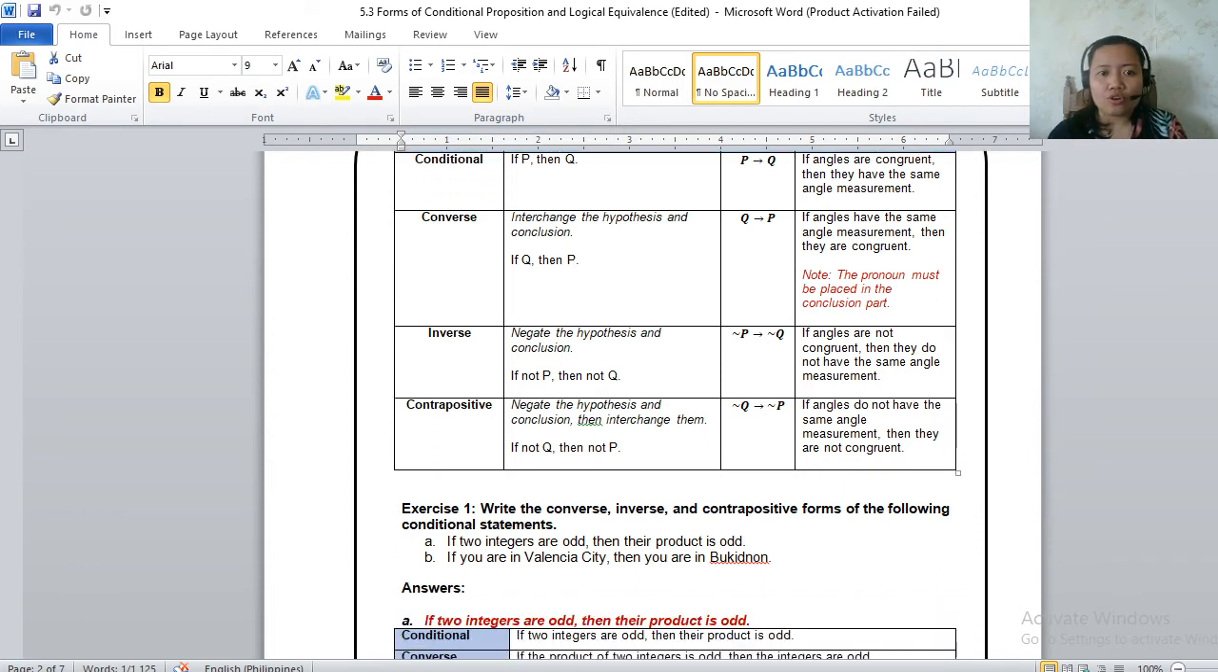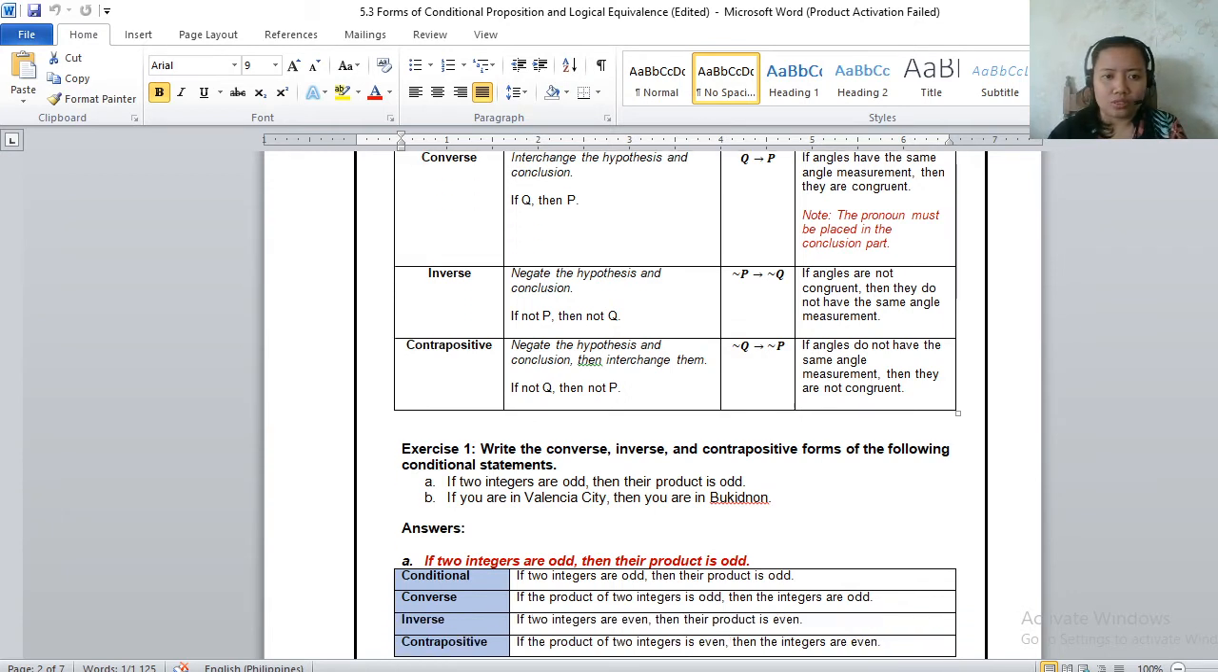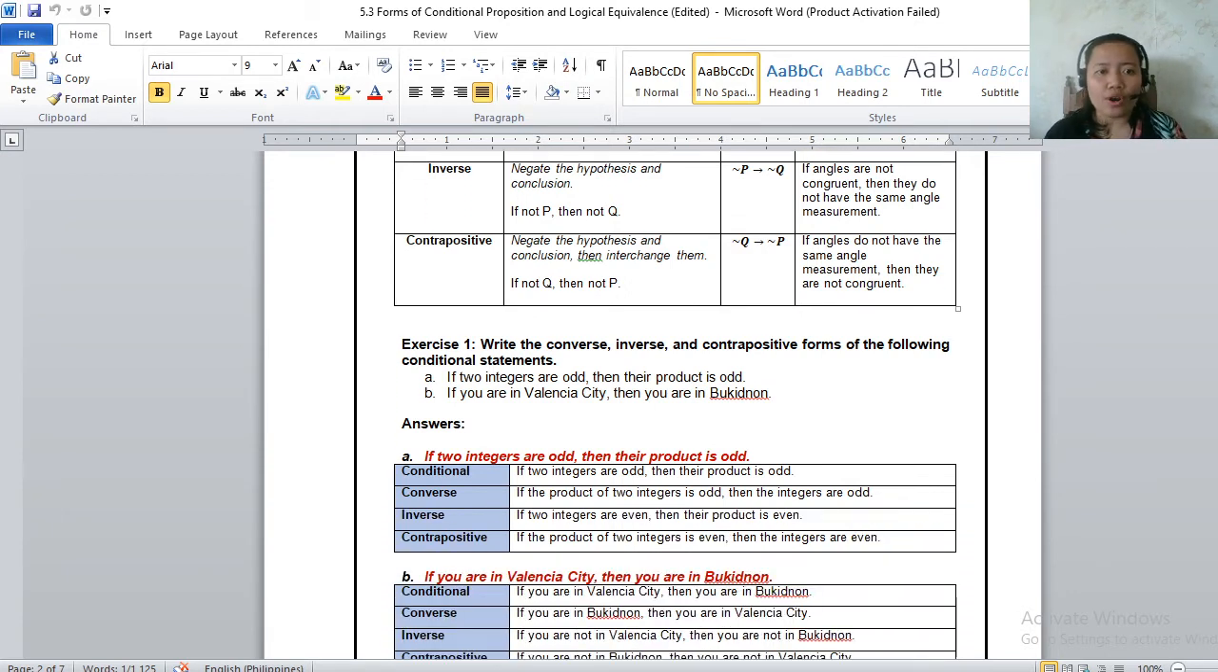For the contrapositive proposition, the negation of the hypothesis and the conclusion, then interchange them. So we'll just interchange the inverse proposition. If angles do not have the same angle measurement, then they are not congruent. Okay. We have more exercises.